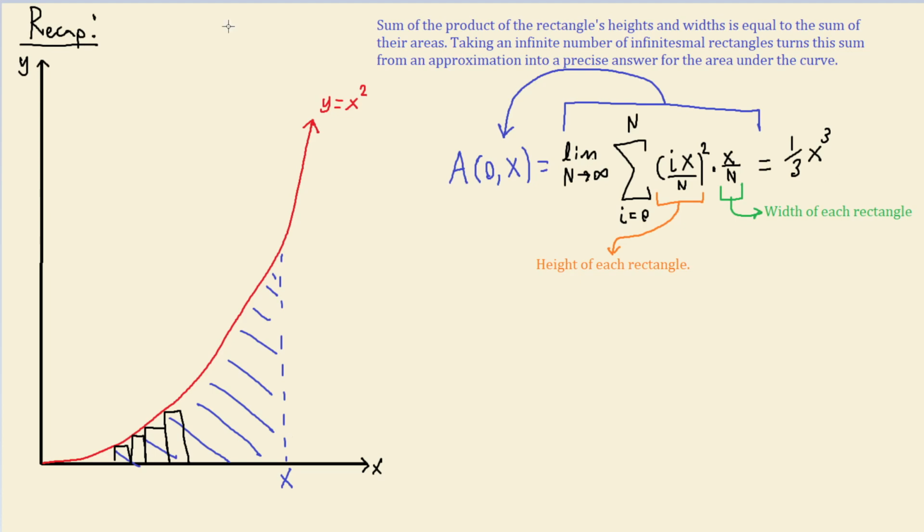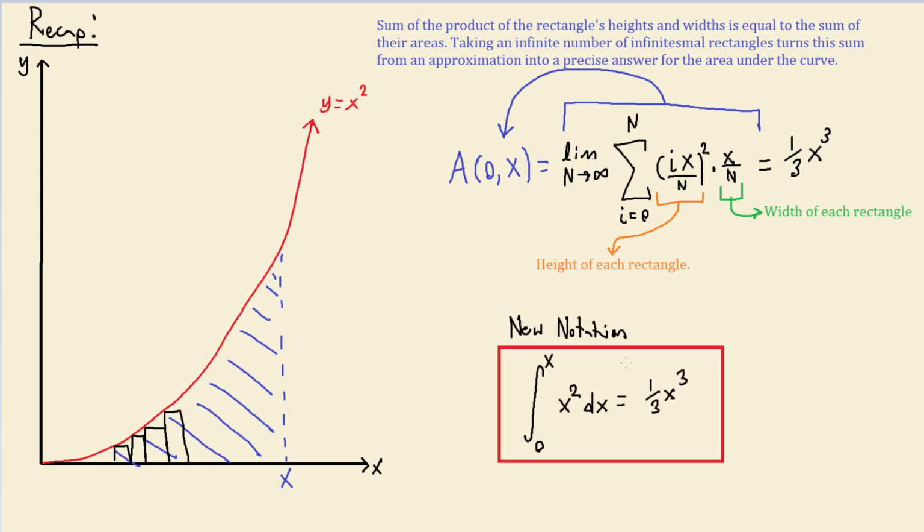So what we need to do in this video is introduce some new notation, and that's going to look like this. This might look scary at first, but this is really just a way of expressing this idea of this infinite sum of infinitesimal rectangles. It's a way of distilling that into something that's honestly more simple, right? And so what this notation tells us is this funky looking S symbol here is called an integral. And this is telling us to take the area under the curve from the point 0 to the point x of the function x squared with respect to x. And we found that this is equal to 1/3 x cubed.